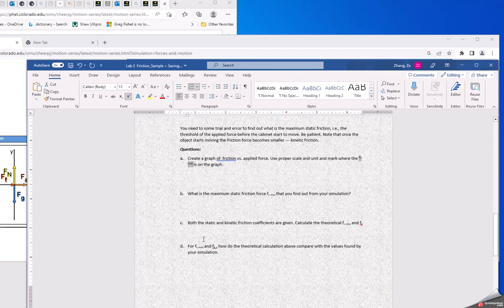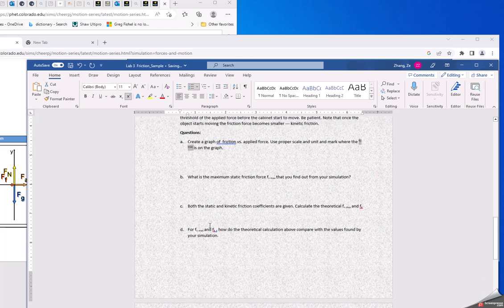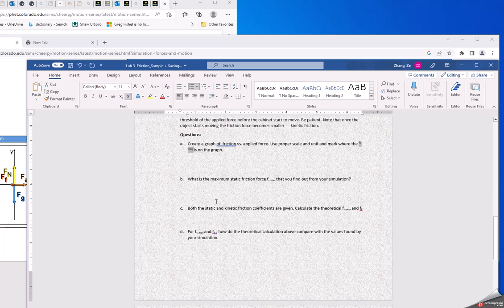Okay, and hope this is helpful. And also I want you to calculate the maximum static friction and the kinetic friction. That is simply the normal force times the coefficients, and you compare, see if they are equal. And this is a simple and fun experiment.